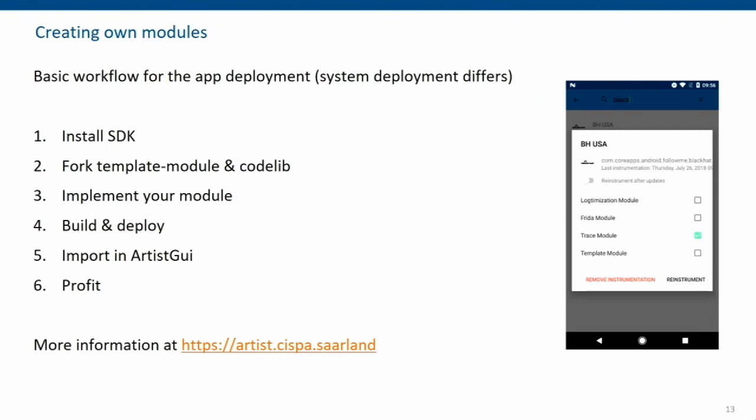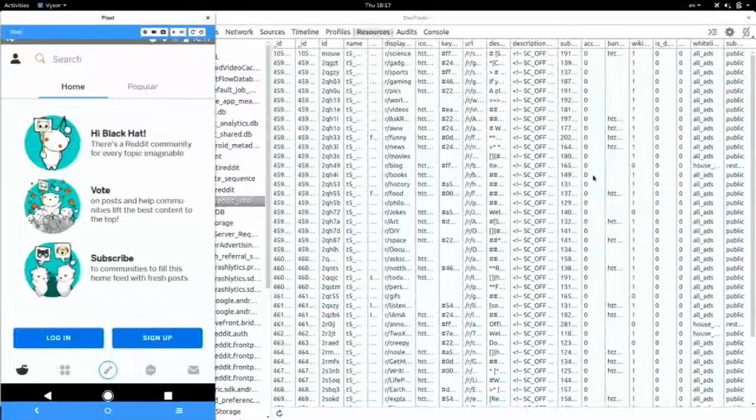So all of this is actually open source. And as you can see on the right-hand side, I applied this to the Black Hat USA app, and it works like a charm. So you can actually see how the application looks. For each single app on your device, you can choose which modules to apply, remove the instrumentation, re-instrument, and so on. So that's the convenience. I think I have time to quickly show how this looks.